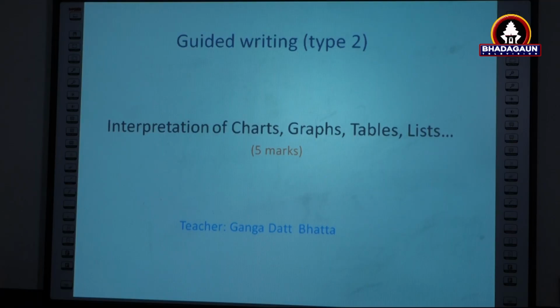Again, today we are going to deal with guided writing type 2. The topic is interpretation of charts, graphs, table, list, or we say interpretation of para-orthographic text, which contains 5 marks. Today we are dealing with this problem and we will write the answers and we will discuss this topic. Hope everybody will find this topic very useful and very important for your SEE preparation as well.